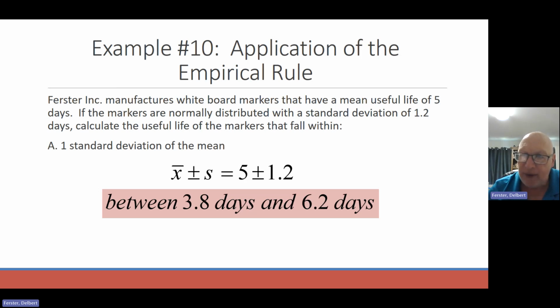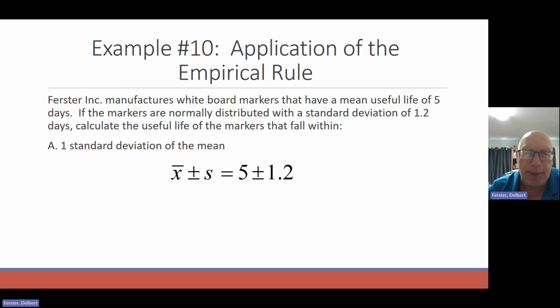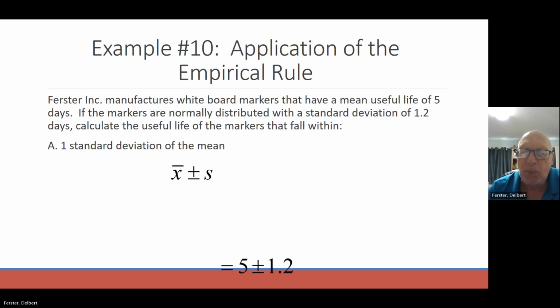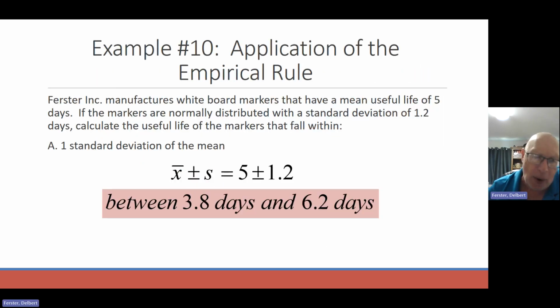And what we know from previous slides is that we have an estimated percentage of markers whose length of life would be somewhere between 3.8 days and 6.2 days. And that was, what was it, 68%, I believe? Yep, 68%. So in the problem that we're looking at, we would make the claim that roughly 68% of our markers last between 3.8 days and 6.2 days.